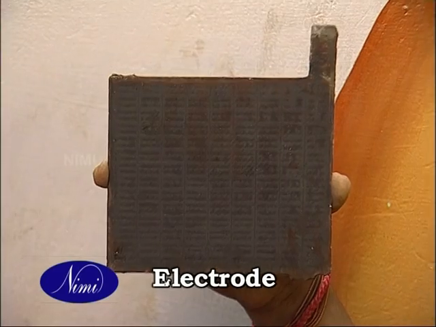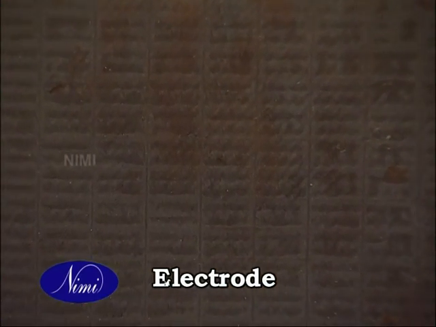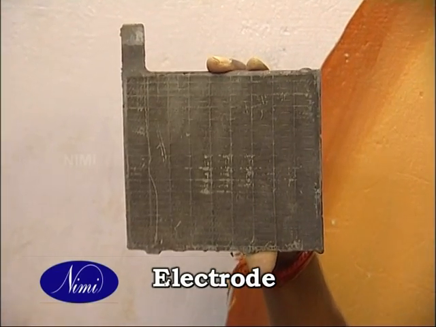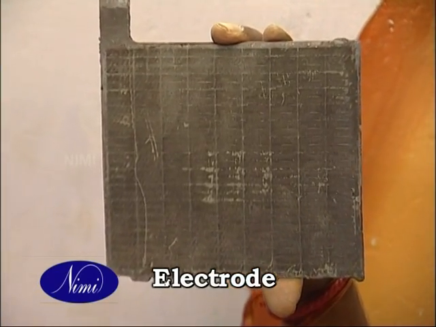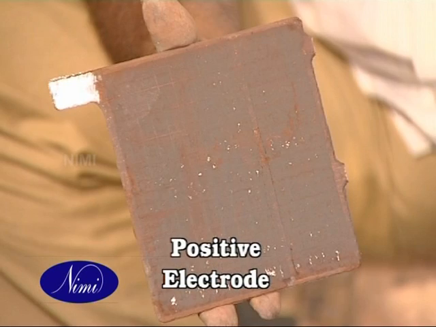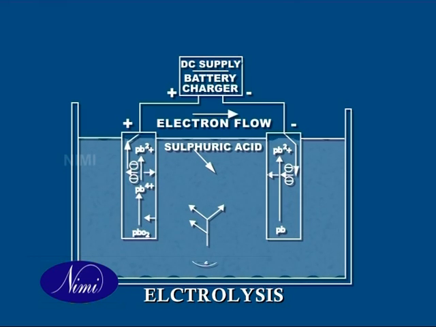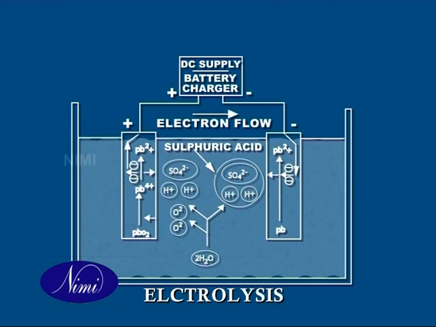Polarity of electrodes. One terminal of a battery that loses electrons in the external circuit during normal operation is called the negative electrode, and the terminal which gains electrons is called the positive electrode. Electrolysis. The process of decomposing liquids by the passage of electric current through them is called electrolysis.